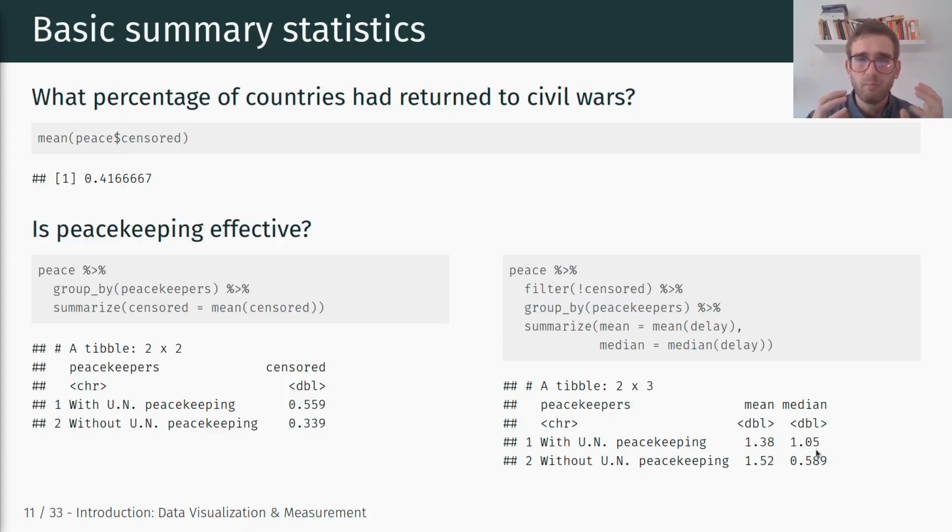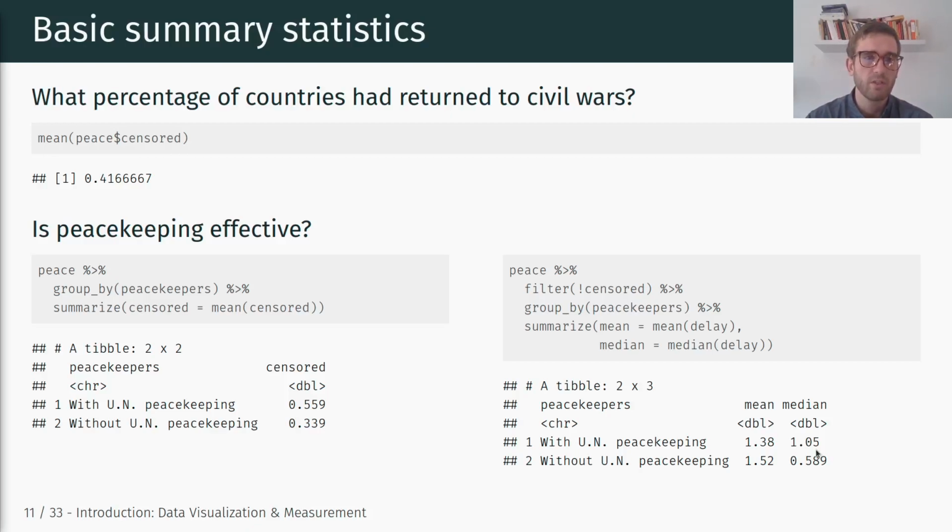And both of these analyses then provide at least some suggestive evidence that when civil war did return, it came sooner, or in general, it came fairly soon when it did return, and it took slightly longer, at least when we're looking at the median, if there was a UN peacekeeping mission.